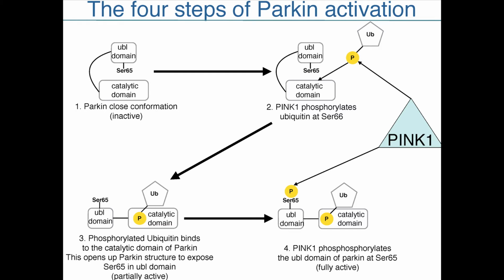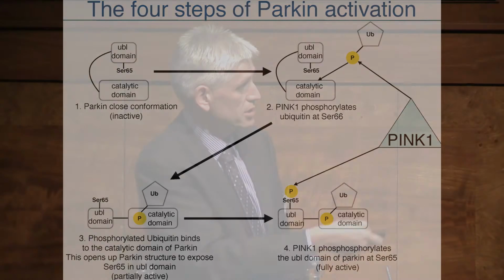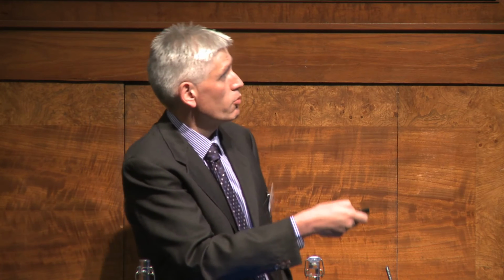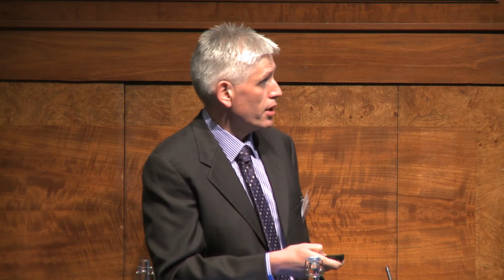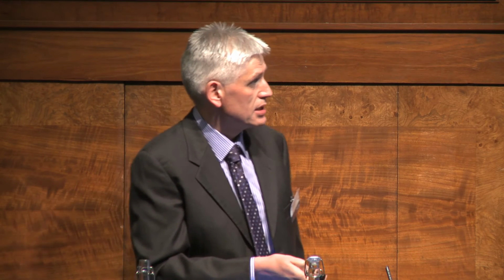So once PINK1 becomes activated, in the second step of the process you get formation of phosphorylated ubiquitin. This probably binds to the catalytic domain, maybe competing with the site that the UBL domain binds to, and this probably opens up the structure of Parkin and exposes serine 65. We believe PINK1 is then able to phosphorylate this serine 65 form. Whether this is the fully active form, or whether it folds back to this site and displaces the phosphorylated ubiquitin, is also possible. But we think this is the central mechanism by which Parkin is activated in cells.